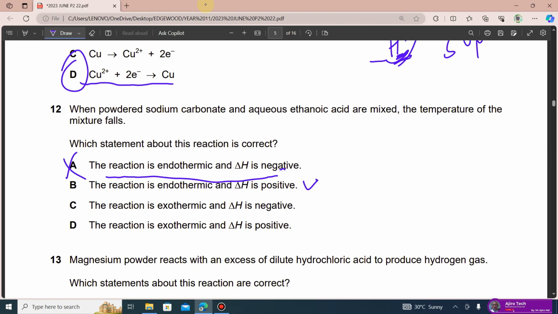The reaction is exothermic and the delta H is negative. This is also in line. The reaction is exothermic and this is positive. No. So we're left with two options. Now let's read again. The temperature of the mixture falls. For the temperature of the mixture to fall, that means heat has been absorbed, and for it to be absorbed, that is simply an endothermic reaction. So option B. If heat were released, if the temperature had increased, then it could have been an exothermic reaction, and then C would be the option. But in this case, the temperature has fallen.